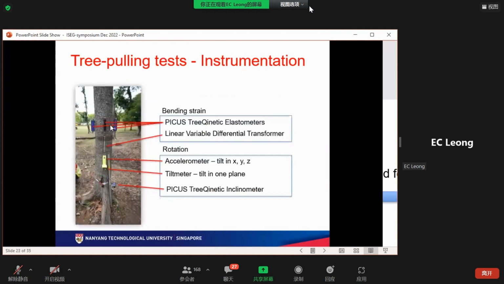So we put instruments onto the trees. The instruments are very comprehensive. We have to measure the bending strain, so we have extensometers and LVDTs. To measure the tilt, we have an accelerometer, a tilt meter, as well as an inclinometer.